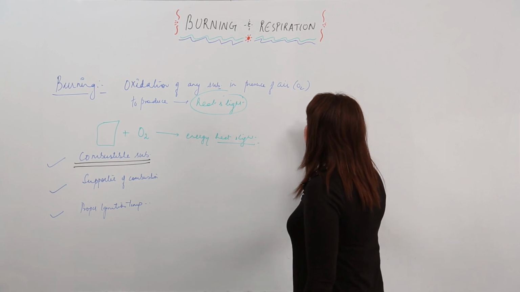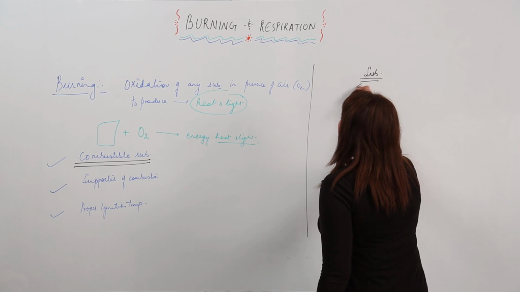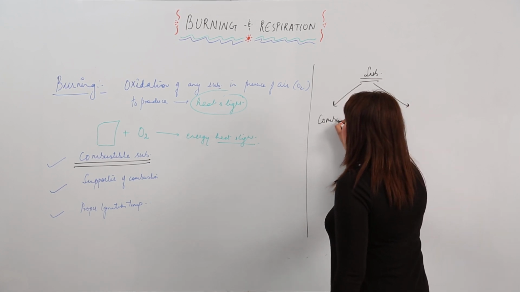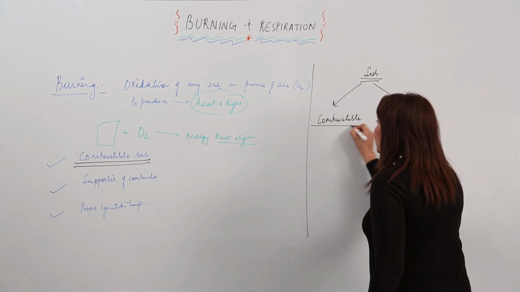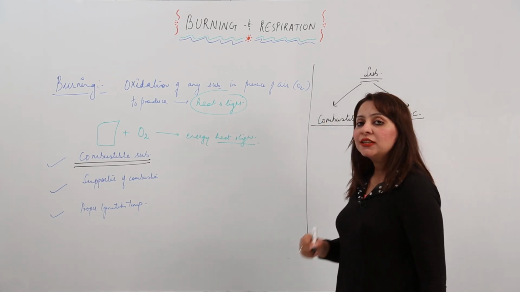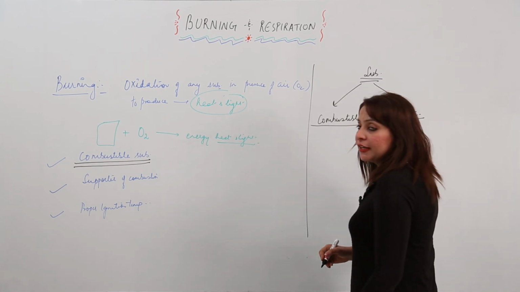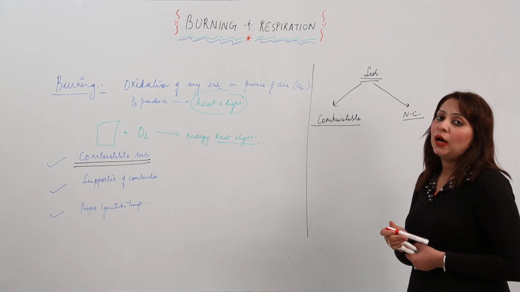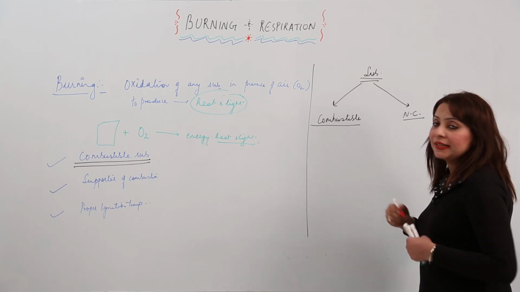The substances are actually classified into two categories on the basis that they catch fire or they don't catch fire. So they are combustible substance and non-combustible substance. Combustible substance is that which gets oxidized to produce energy in form of heat and light in presence of oxygen, and non-combustible substance is that which does not allow oxidation to occur. That means it does not combine with oxygen to produce heat and light.